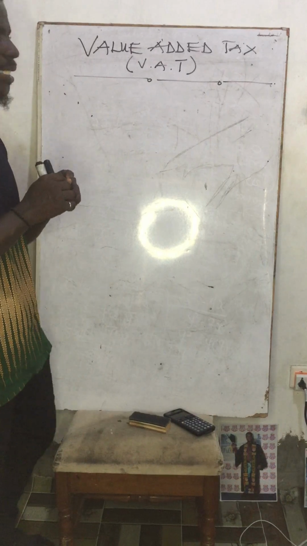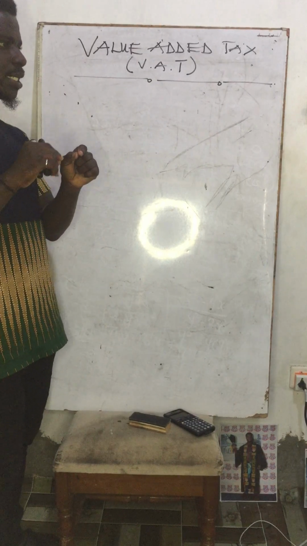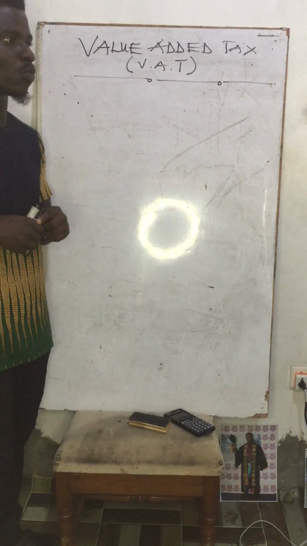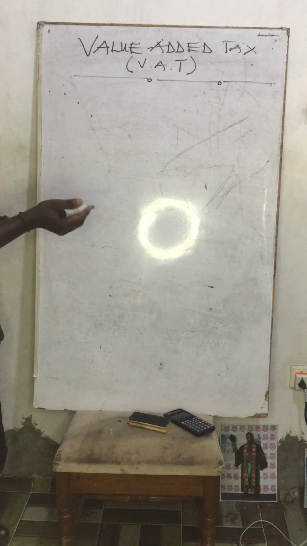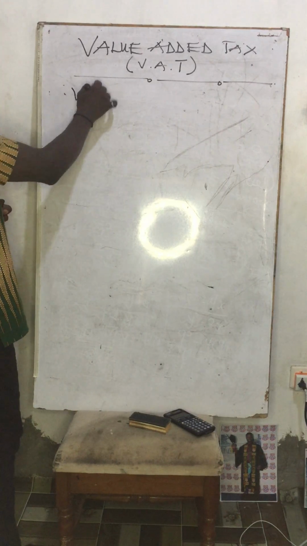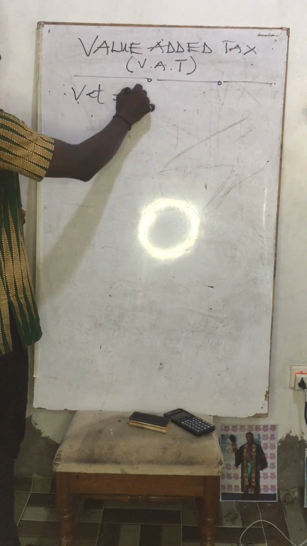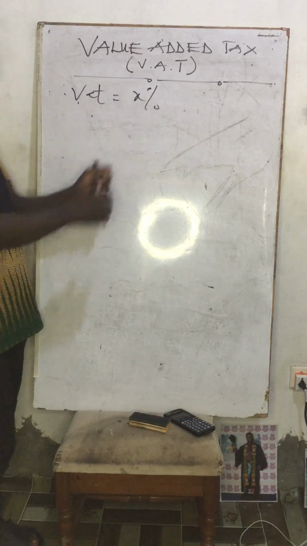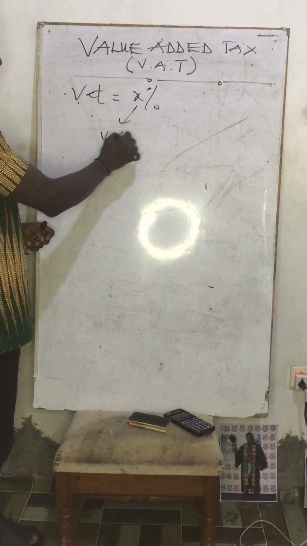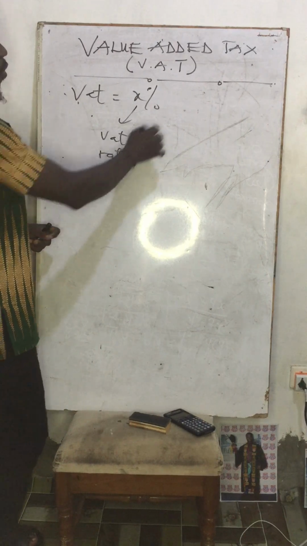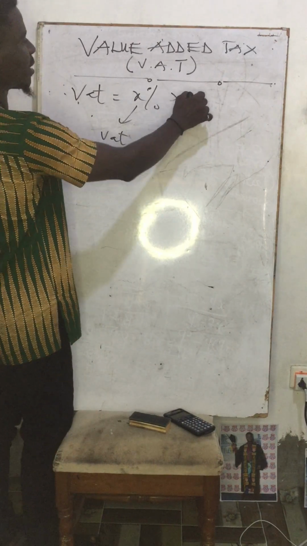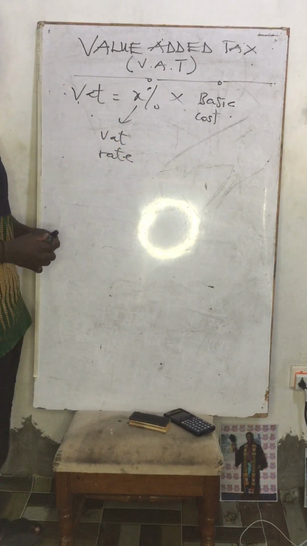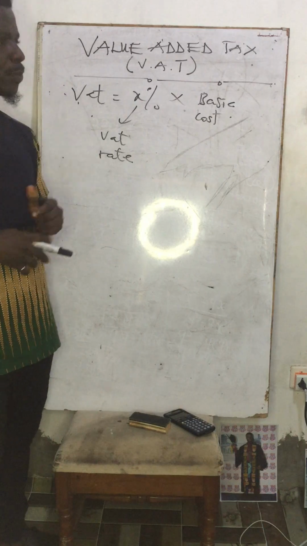So we are saying that this charge is calculated as the percentage of the basic cost of the good or what? Services. So we can say that VAT is equal to the percentage, which is X percent, so the VAT rate. This X is the VAT rate of the basic cost, which means times the basic cost. All right, now let's proceed again.